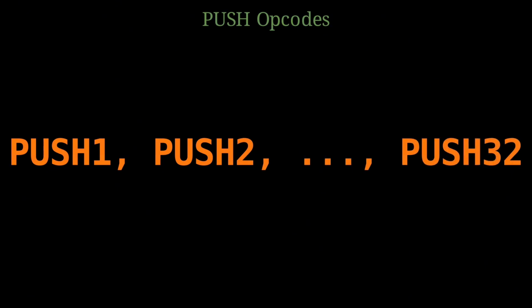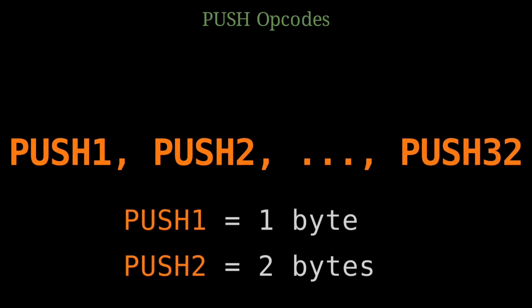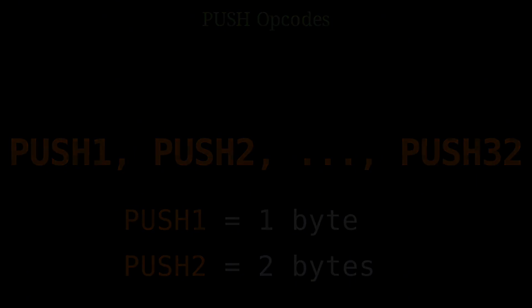You might be wondering, what's the deal with push1? The EVM actually has 32 different push opcodes, from push1 all the way to push32. The number tells you how many bytes of data you're pushing onto the stack. Push1 pushes 1 byte, push2 pushes 2 bytes, and so on all the way up to push32, which pushes 32 bytes, a full word. The EVM automatically selects the smallest push opcode needed for your value. If you're pushing a small number like 5, push1 is enough. But if you're pushing a large 32-byte number, you'd use push32.